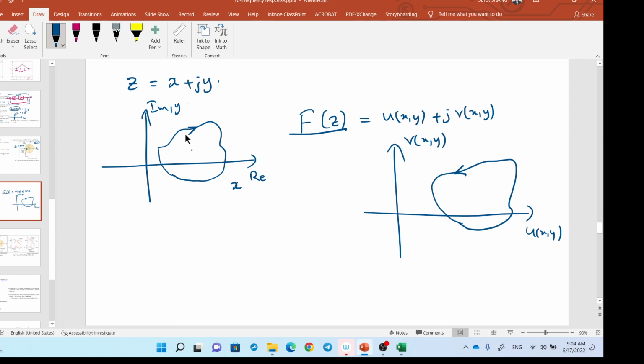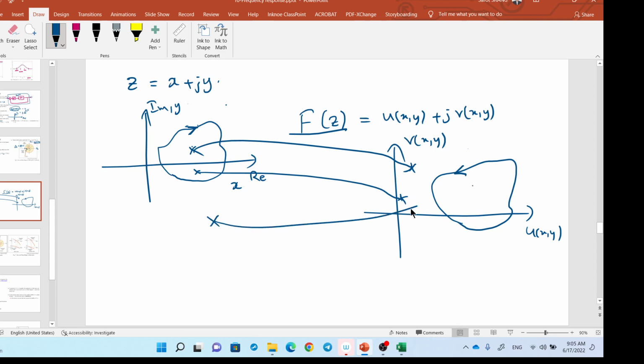The idea is that all the points on the right side of the arrow here map to the right side here. So inside here maps to outside. And the left-hand side of the arrow here maps to the left-hand side of the arrow there, and it must be inside here.